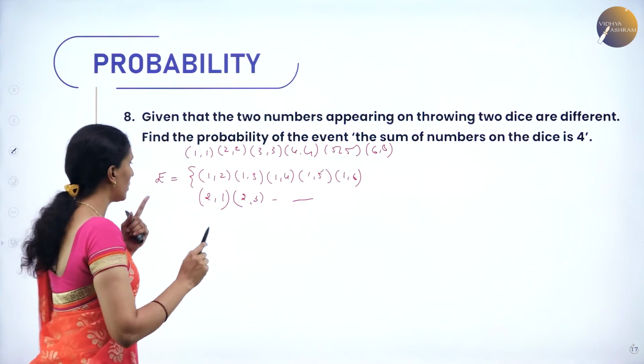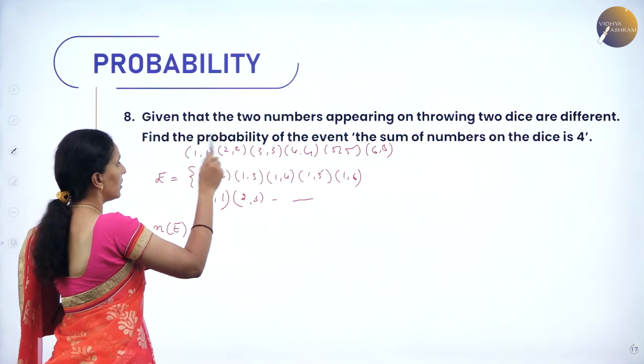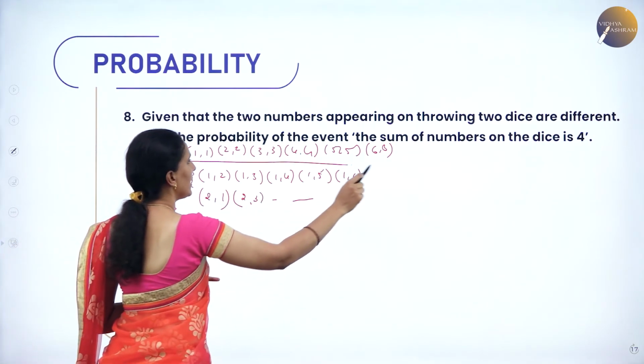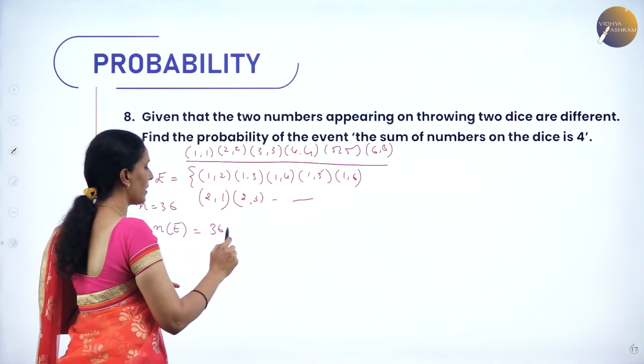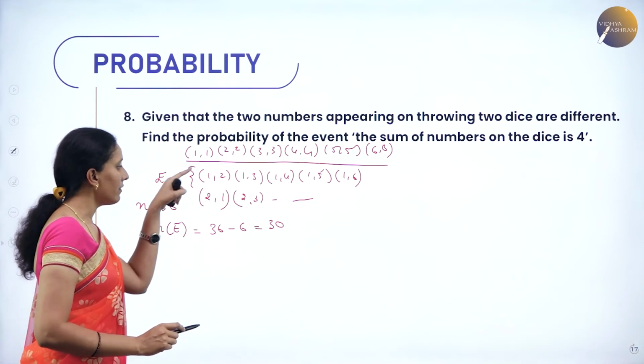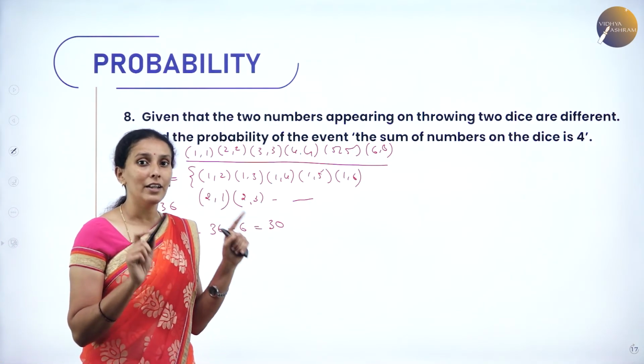The total number of events here will be, because the total n is equal to 36, I am removing these 6 elements. So 36 minus 6 is equal to 30. That means the number of elements in the event E is 30, where the dice shows different numbers.